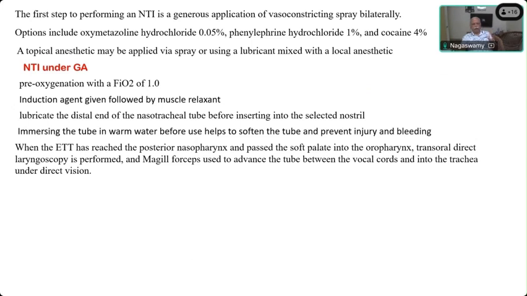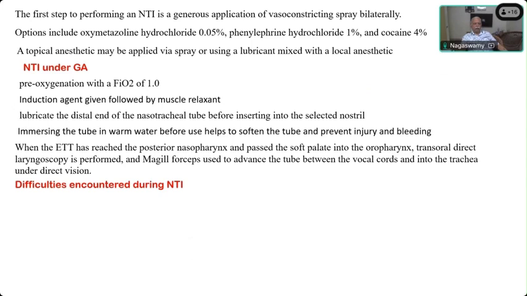So you pre-oxygenate, you induce, you paralyze the patient, you insert the tube, everything without the laryngoscopy. Once the tube has gone into the oropharynx, as I told you earlier, by the feel of sudden loss of resistance, then you put in your laryngoscope, visualize the tube lying in the oropharynx, and advance it either with the right hand into the trachea, or you can use the Magill forceps and direct it into the vocal cords and trachea. This is the way we do it under GA. We don't use any local anesthetic spray here normally.